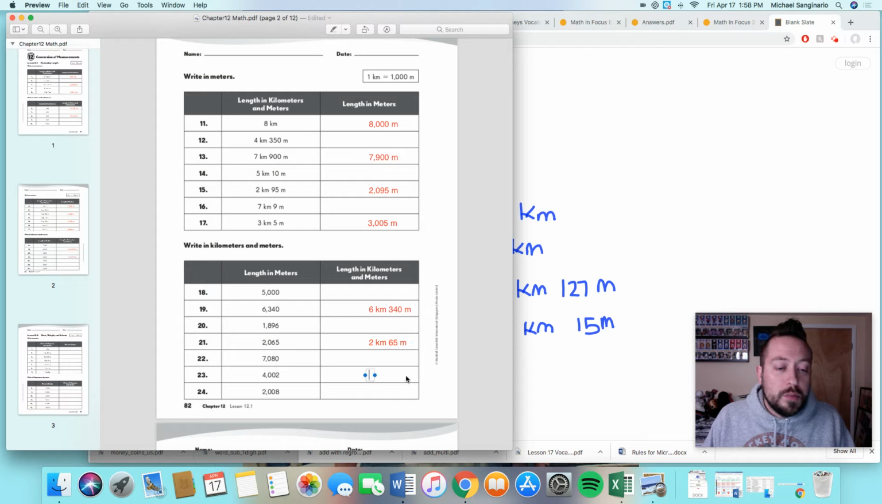Let's take a look at number 23. 23 is 4,002 meters. Okay, so 4,000. If it was just 4,000, you know it would be 4 kilometers. But we still have 2 left over. So that 2 that's left over there, those are the remaining meters that are in that measurement when you convert it, when you change it.